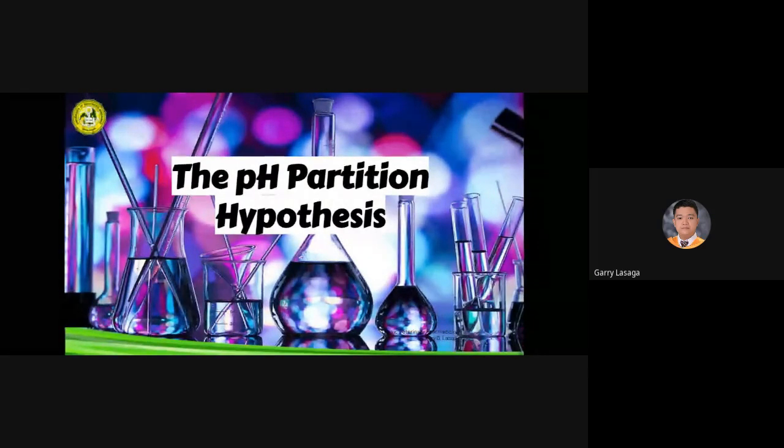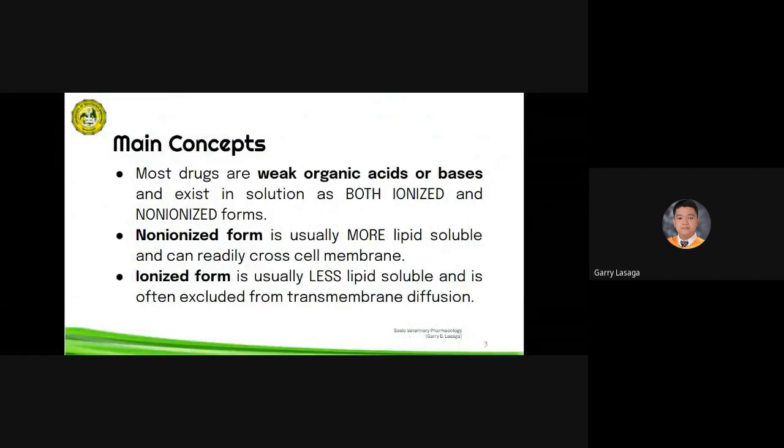So let's start now with the main concepts of the pH partition hypothesis. According to this hypothesis, most drugs are weak acids or bases, and they exist in solution as both ionized and non-ionized forms. The non-ionized form is usually the more lipid-soluble form of the drug, a form that can readily cross the cell membrane.